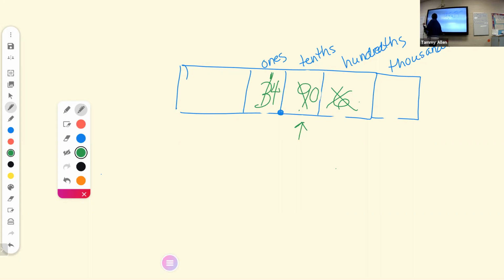All right, put your number tiles away then. Let's turn our books to page 169, please.